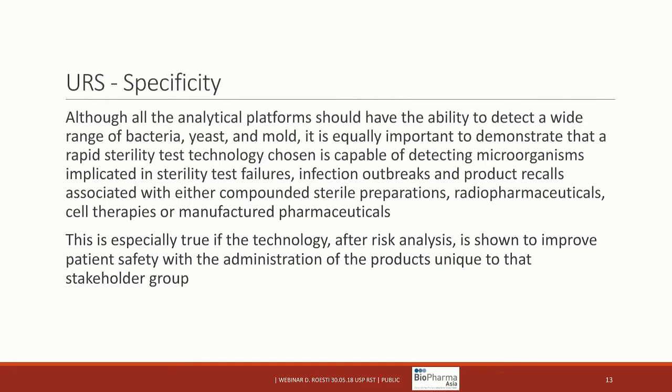For the specificity, the idea here is that the system should detect a wide range of microorganisms, so bacteria, yeast, and molds, not just the typical compendial test strains which are listed in the Pharmacopoeia chapter, but most importantly the microorganisms which are found in infection outbreaks, product recalls, or different sterility test failures of these products in question. So it should really focus on the bugs that can be found in the manufacturing process and also in the products of these stakeholder groups.